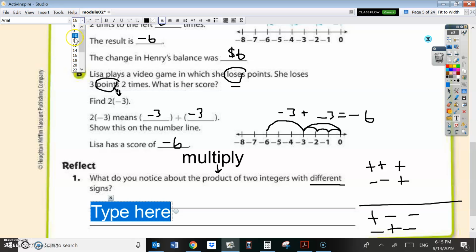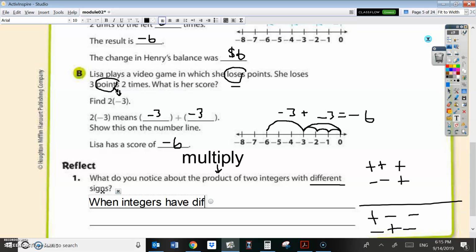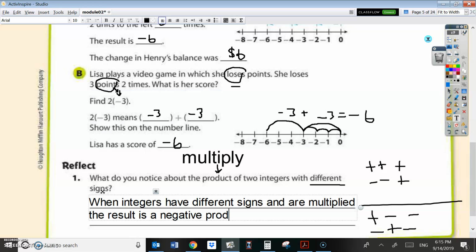So, when integers have different signs and are multiplied, the result is a negative product. Alright, next page. Let's look at it.